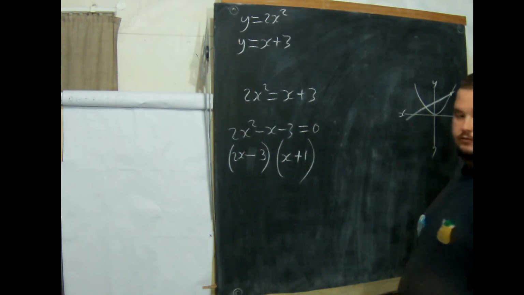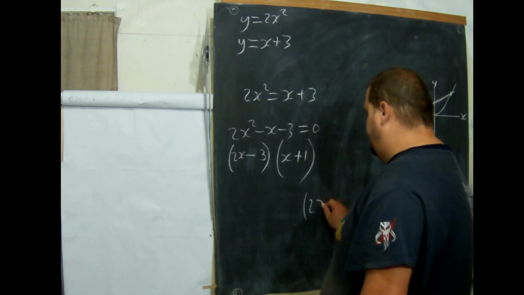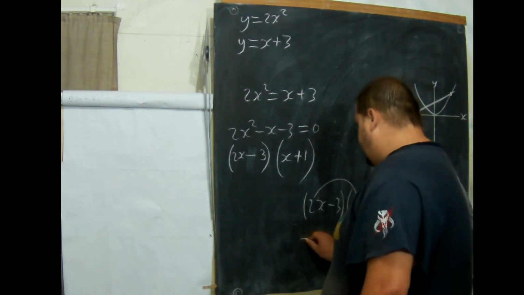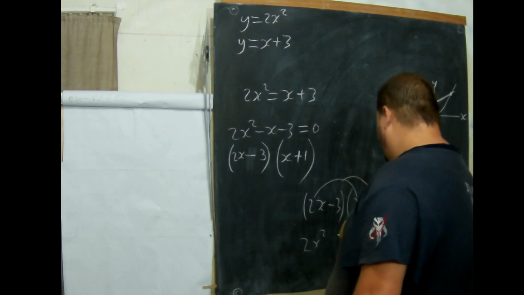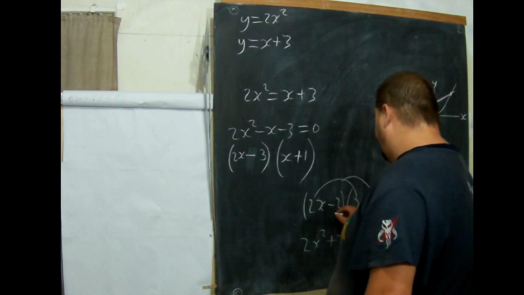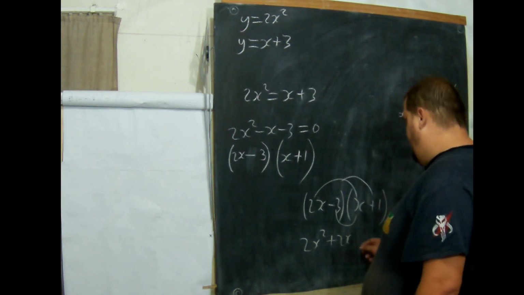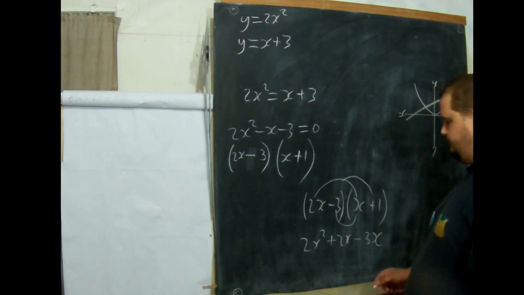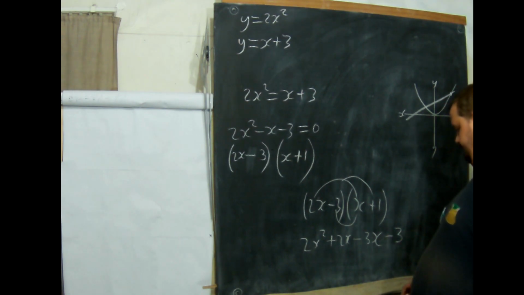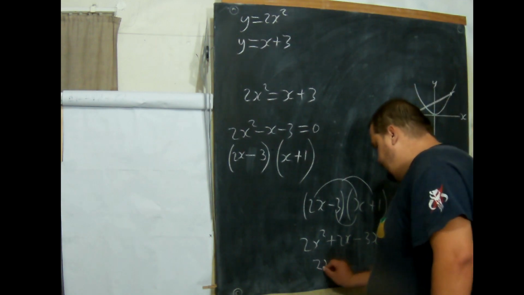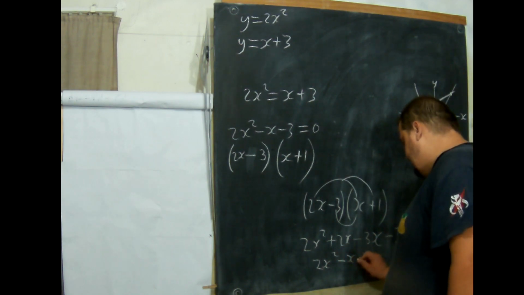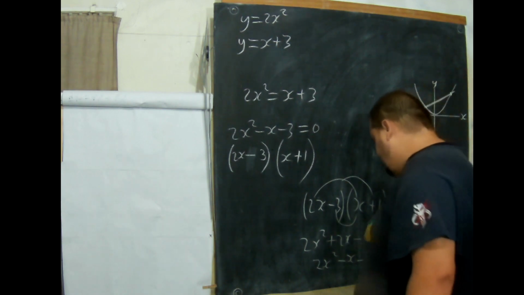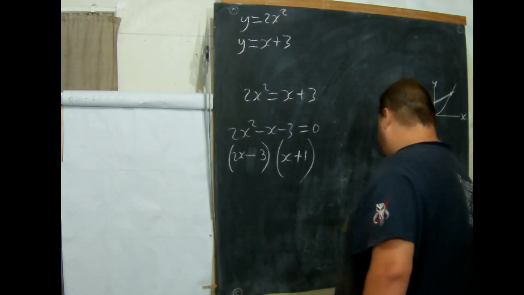Let's make sure that this is correct. What we're going to do is go 2x minus 3, x plus 1. So 2x times x is 2x squared plus 2x minus 3x minus 3. Okay, so 2x squared minus x minus 3. And that gives us our answer. Okay, so we are good.